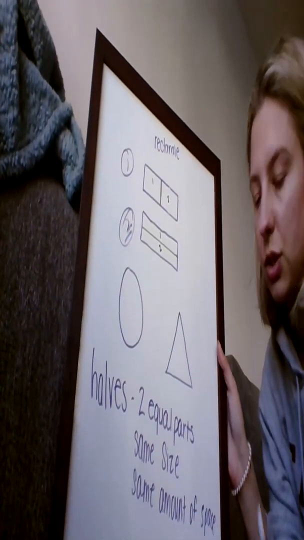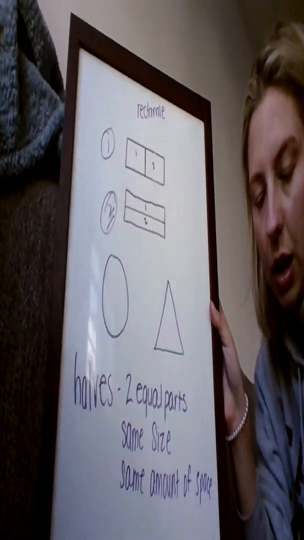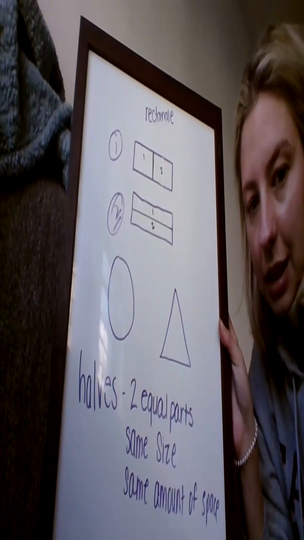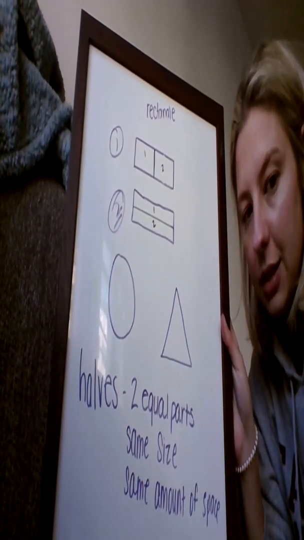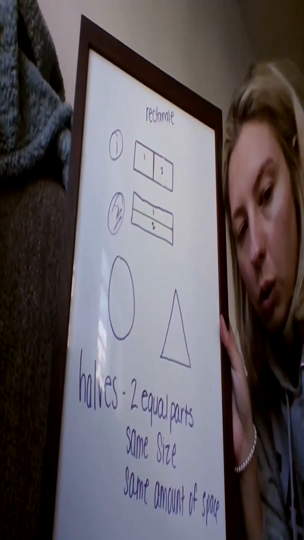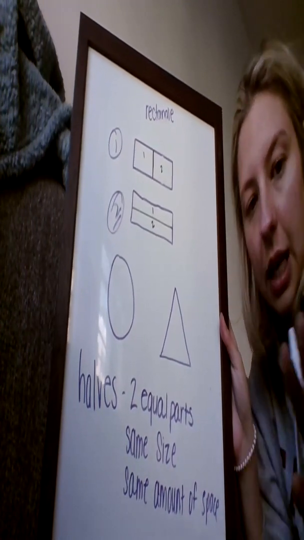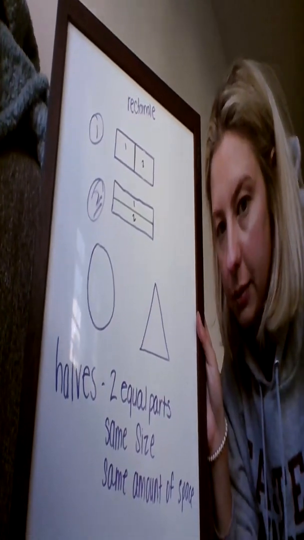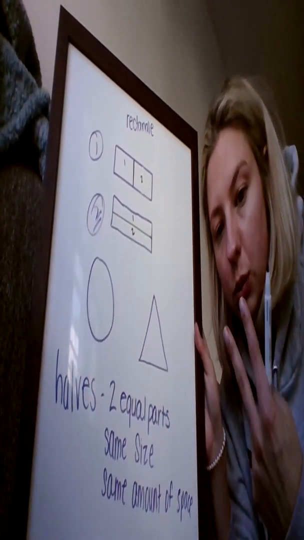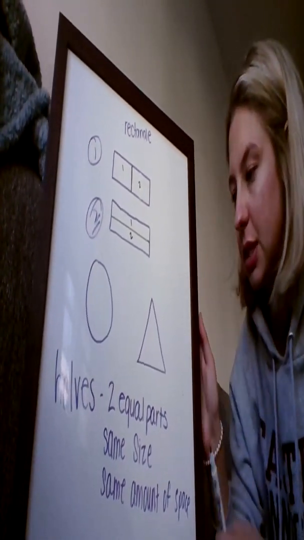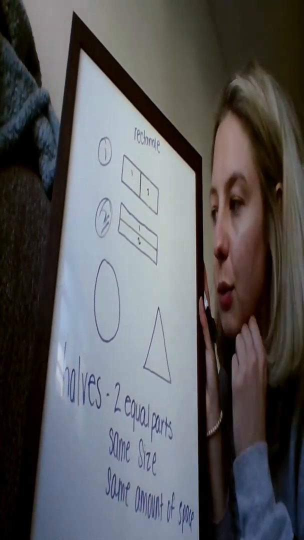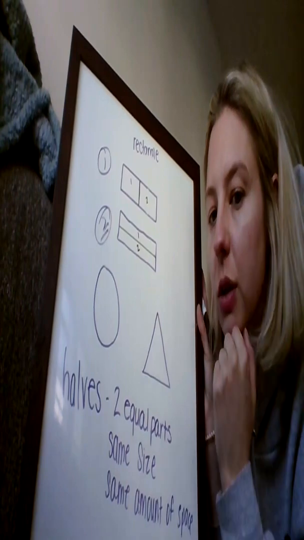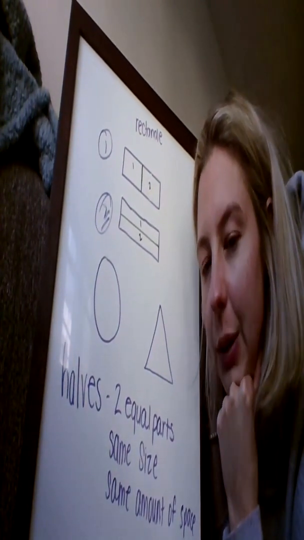Does everyone see that right here I drew a circle and right here I drew a triangle? Well, I want to see if you can split or represent 2 halves within a whole, or within a shape. Now, today we're just focusing on halves, right? Which means 2 equal parts that are the same size and take up the same amount of space. So, let's start with the circle. How would I split this in half?